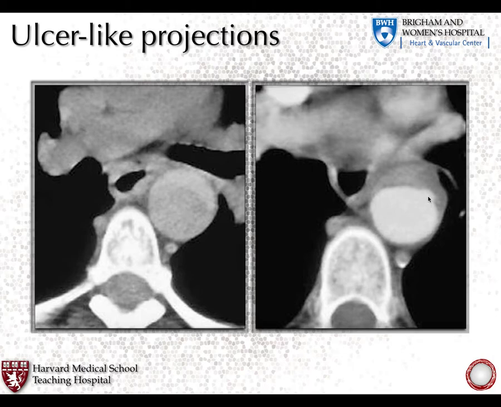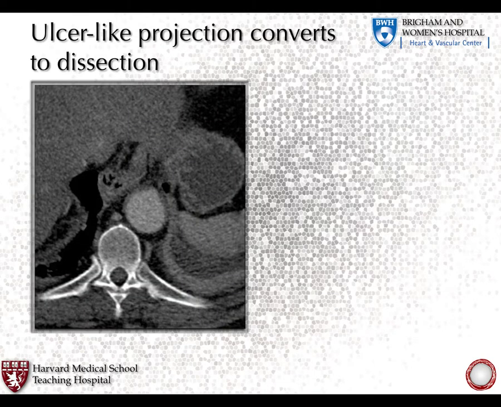That can convert into a full-on dissection or a saccular aneurysm. So we don't use this term ulcer-like projection out of context. The patient has to have an IMH in order for me to say that word. So you won't find a report with those words in it unless the patient has an IMH.